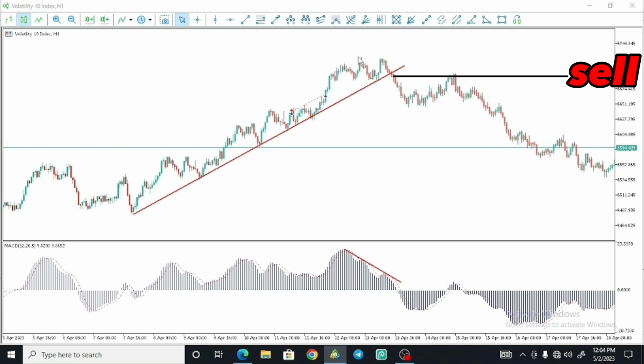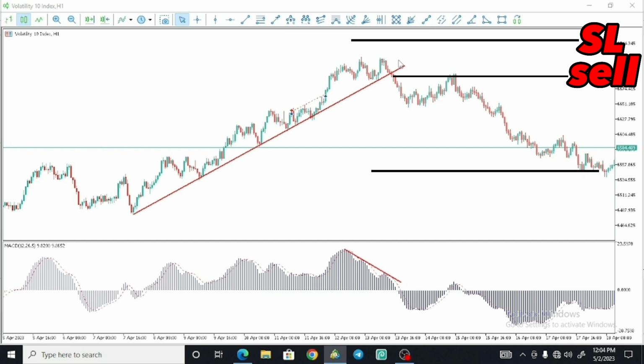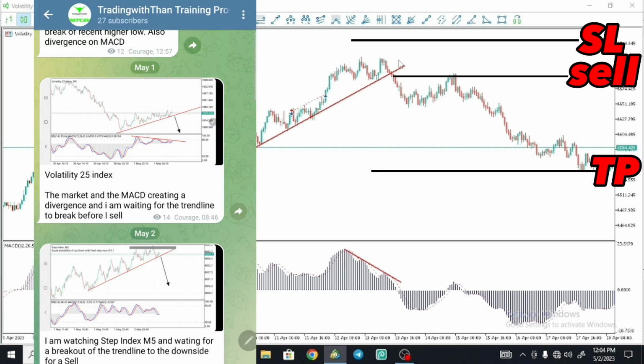I want to put my stop loss above the highest point where the market got to before breaking the trend line, because if the market continues and goes above that zone again, the trend might be continuing. And for my take profit, I only do a 2-to-1 risk to reward ratio, which means if I'm risking $10, I need to make $20. If I'm risking 100, I need to make 200.